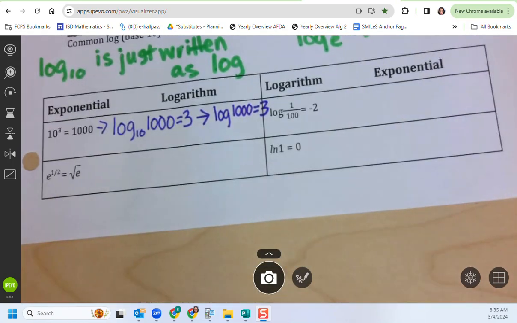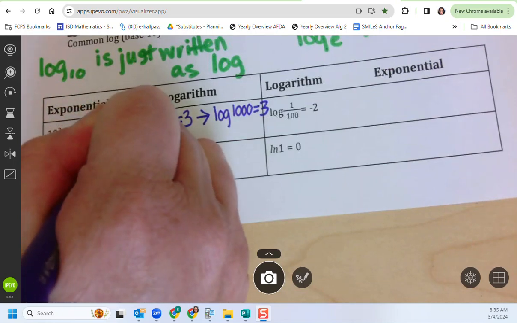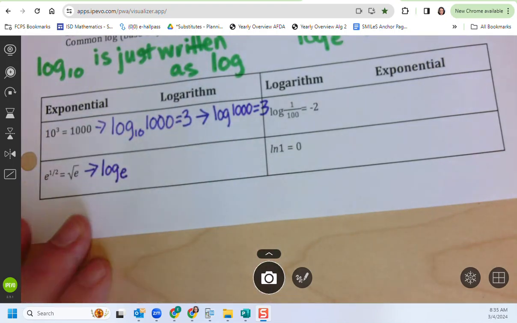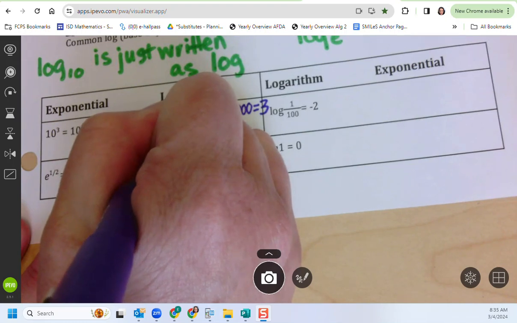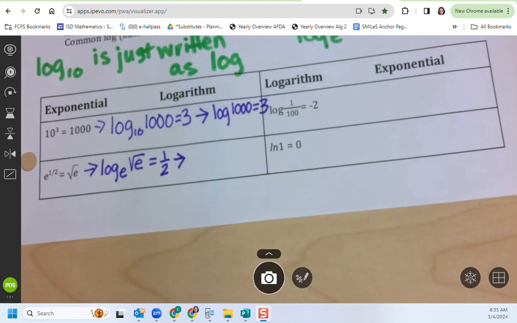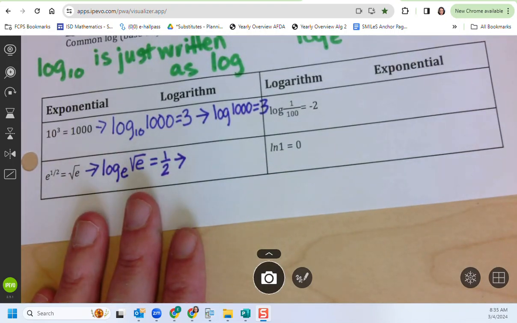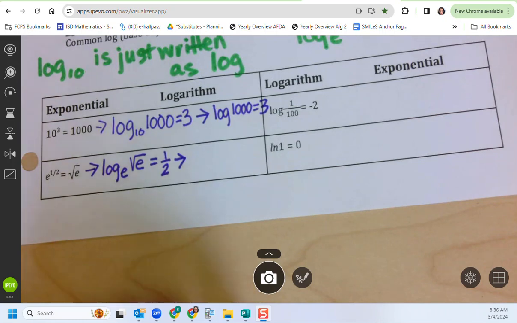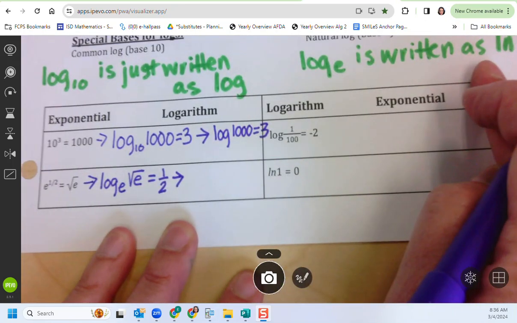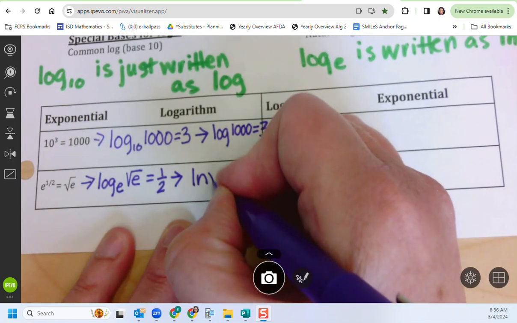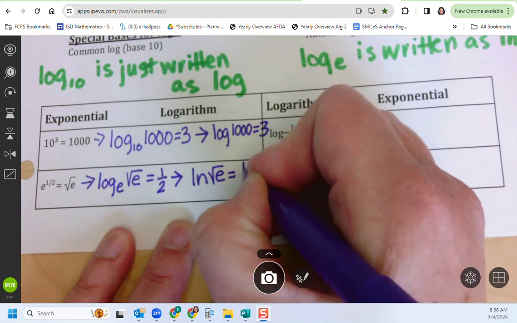All right, let's do the e one. When I want to write this as a log, I'm going to write log base e of root e equals 1/2. So the first thing I did was translate it just like I did in the previous section. But then I remember nobody says log base e. So instead of log base e, I replace it with ln. Log base e is written as ln. So I still need root e equals 1/2.